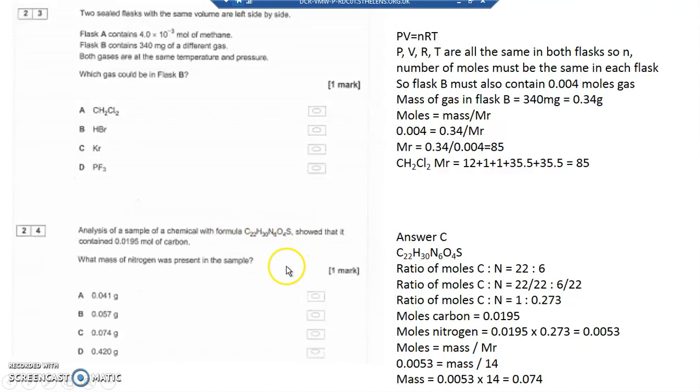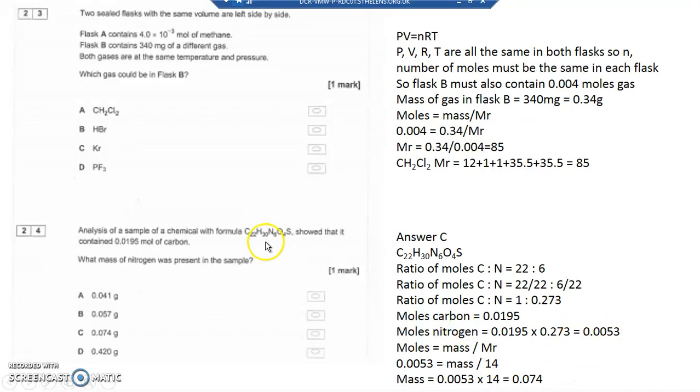If your maths is good, the quicker way of doing that would have been to say 22 carbon for every 6 moles of nitrogen, a lot less nitrogen than carbon. What's the fraction of nitrogen compared to carbon? 6 divided by 22 multiplied by the 0.195, and it gives you 0.0053. Any way that you can work that out.